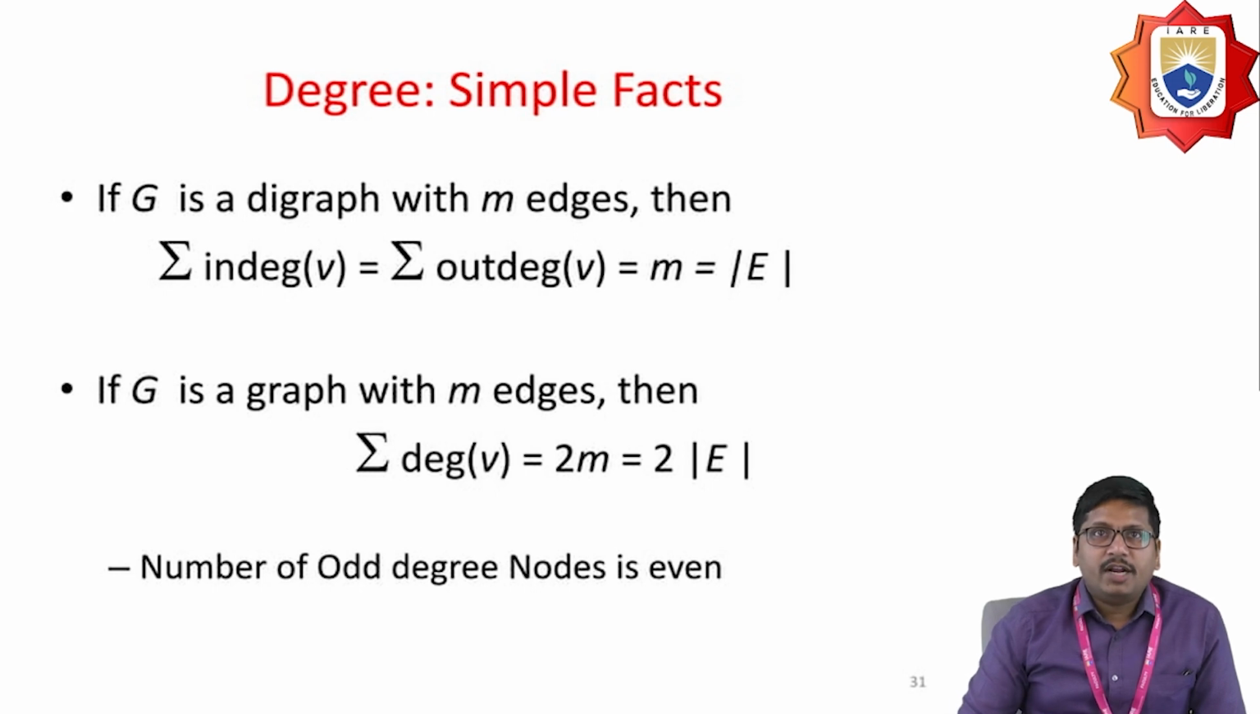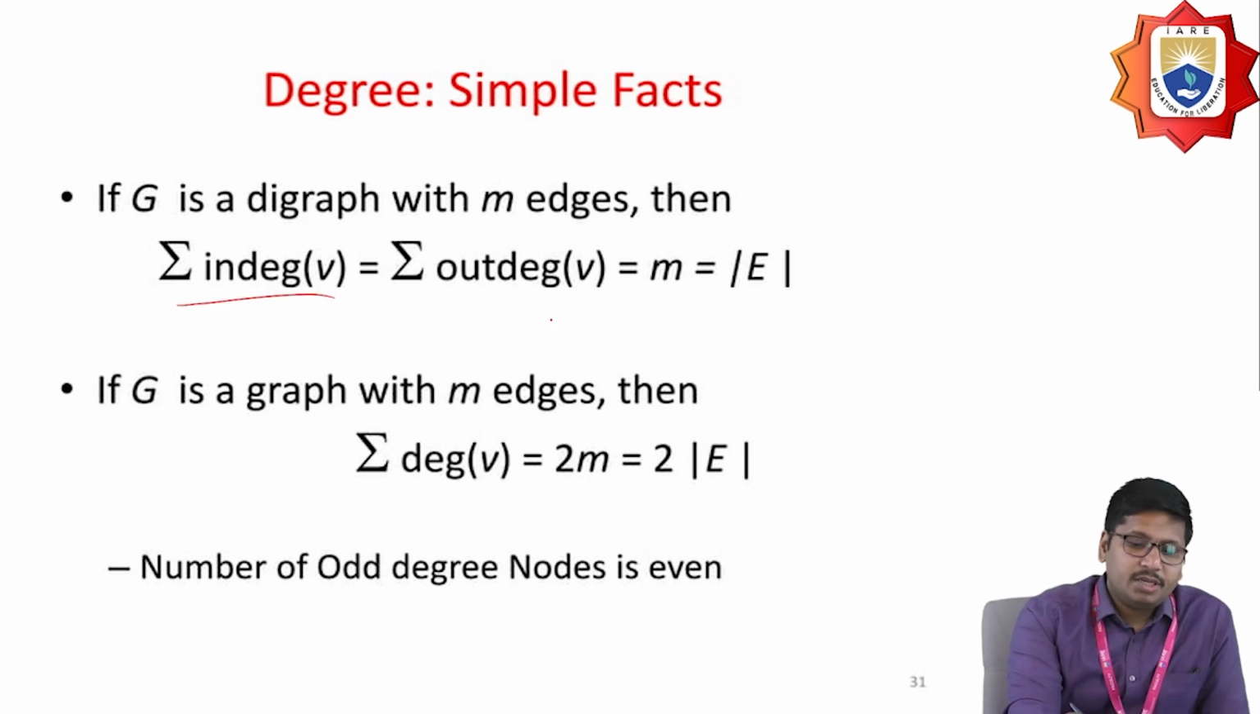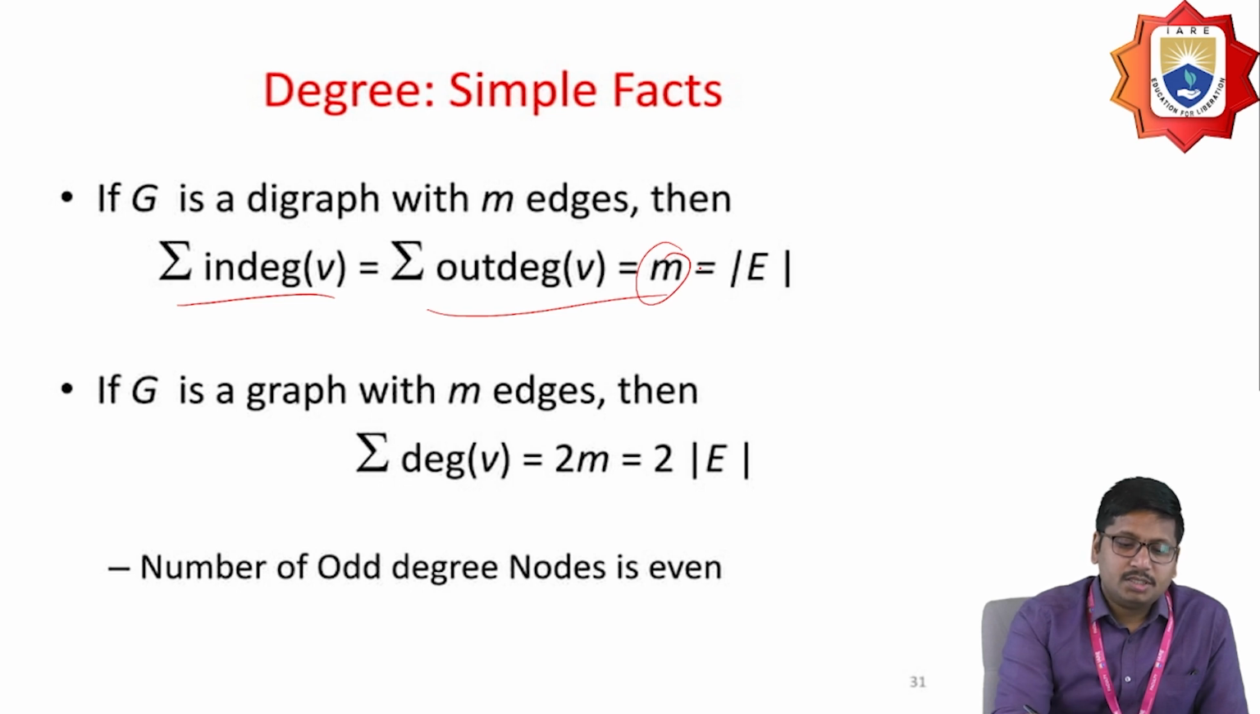So what are the simple facts here? If G is a digraph with m edges, then the summation of in degree and out degree should also be m. And if G is a normal graph with m edges, then the sum of the degrees of the vertices should be 2m.